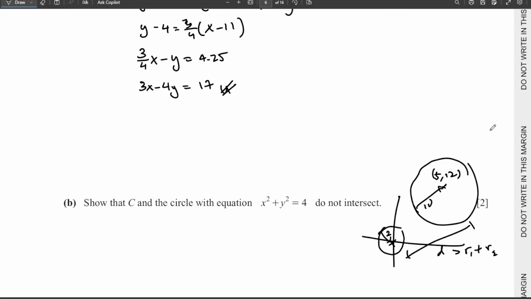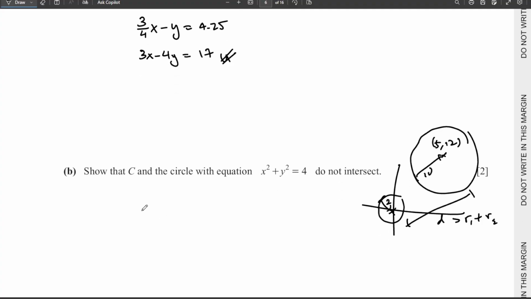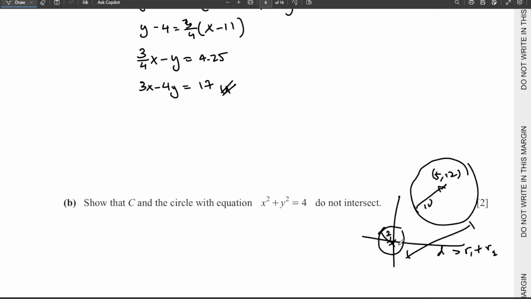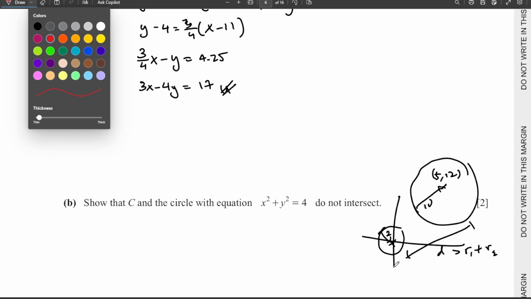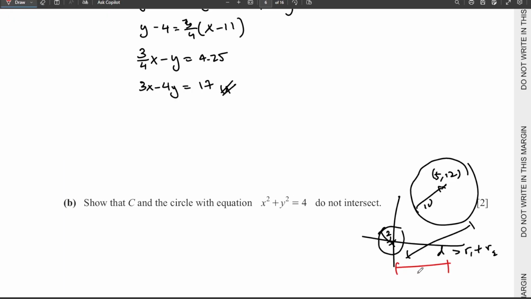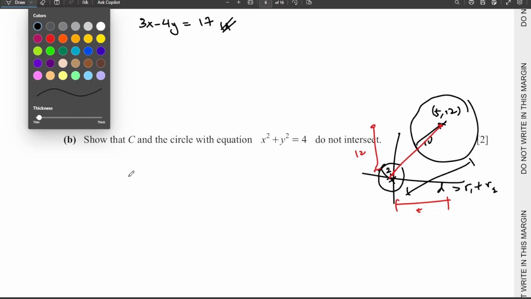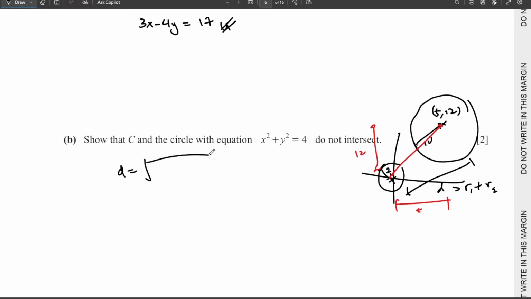Okay, so first let's find the distance between the two centers. The distance is definitely using the Pythagoras theorem, right? We know here is 0, 0 already. So maybe I use another color. The x will be 5, the y will be 12. So to find the hypotenuse, we can use the Pythagoras theorem. 12 squared plus 5 squared, that will give 13.